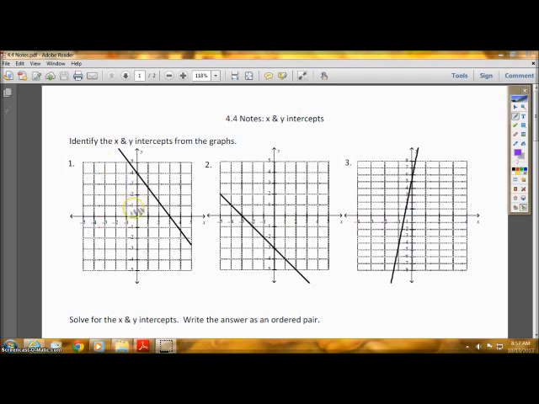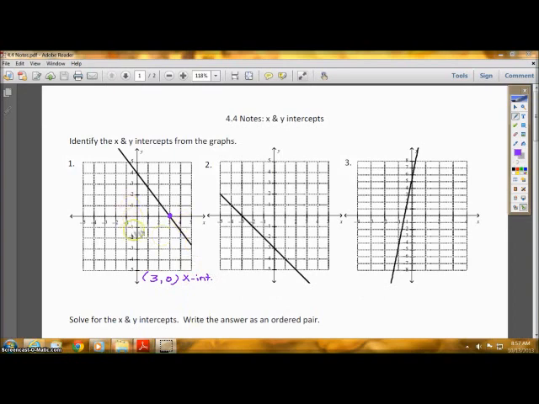We want to identify the X and Y intercepts from the graphs. Alright, so I'm going to find my X axis, and I want to follow along my X axis until I hit the line. When I hit the line, that is my X intercept. So my line intercepts my X axis at this point. Okay, and at this point, I am at 3, 0. So we do want to write that as an ordered pair. That is my X intercept.